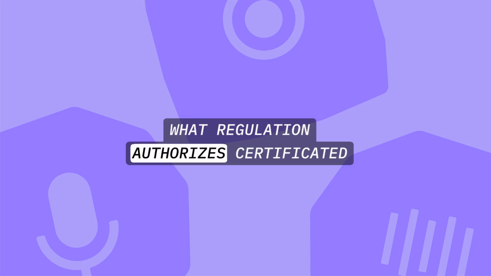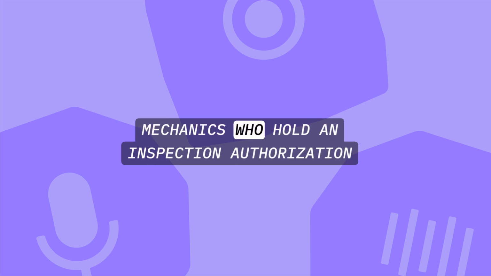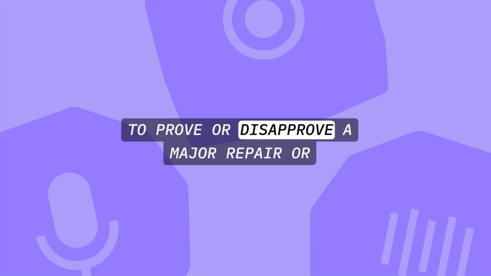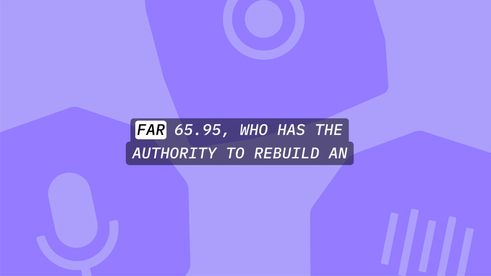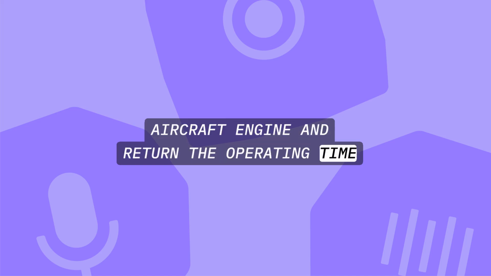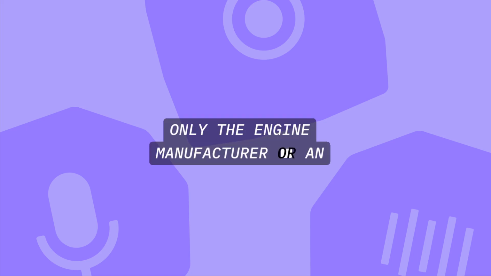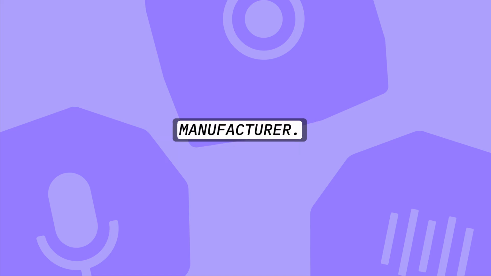What regulation authorizes certificated mechanics who hold an inspection authorization to approve or disapprove a major repair or alteration? FAR 65.95. Who has the authority to rebuild an aircraft engine and return the operating time to zero? Only the engine manufacturer or an overhaul facility approved by the manufacturer.